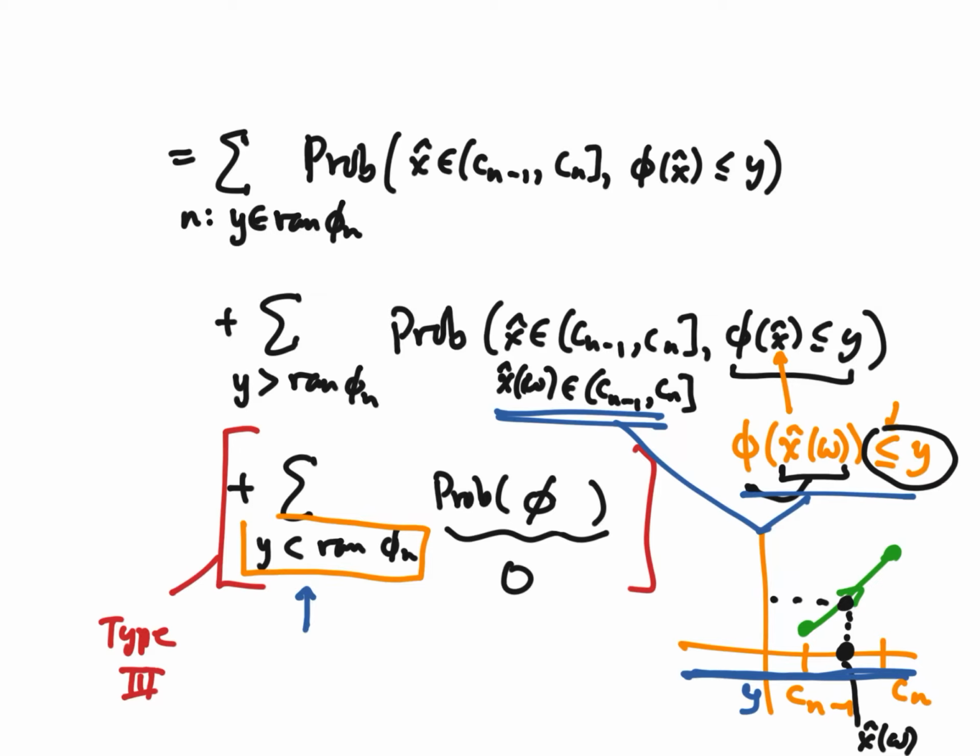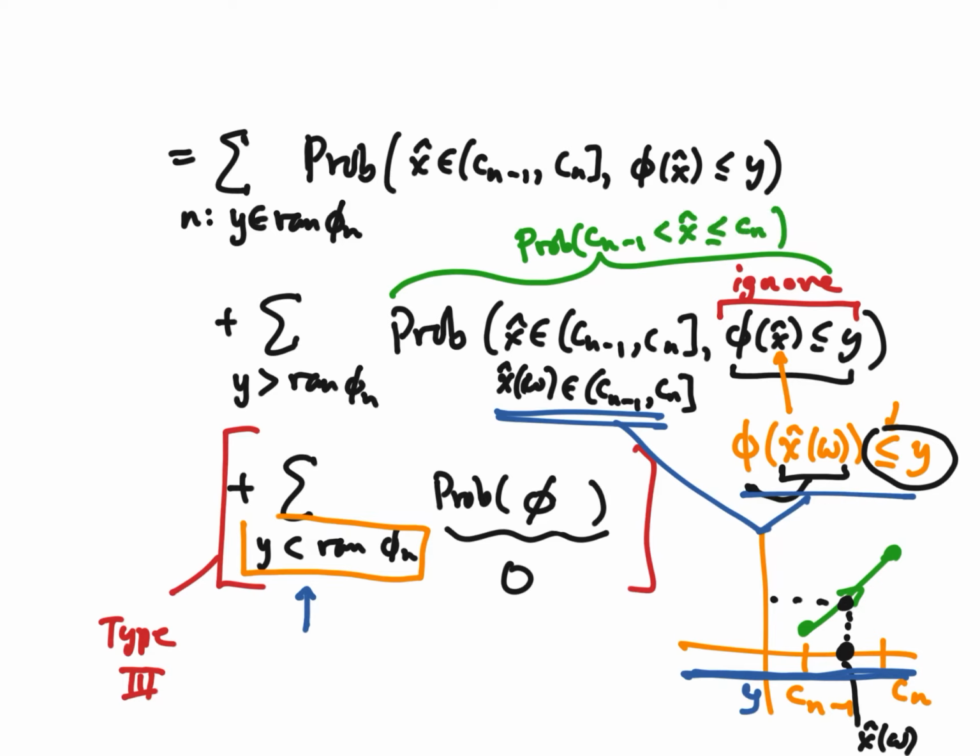Okay, now going further, the type 2 terms can be simplified. Because in the type 2 terms, this can be ignored. This inequality can just be deleted. And we can write the entire expression as the probability that x hat falls into that interval. That's it. Okay, now you see why that's true is because in the type 2 terms, the picture looks like this, where let's say I have this interval, and let's say it happens to be a red piece. But the height level y is above. That's what the type 2 situation is. The height y is above the full range.